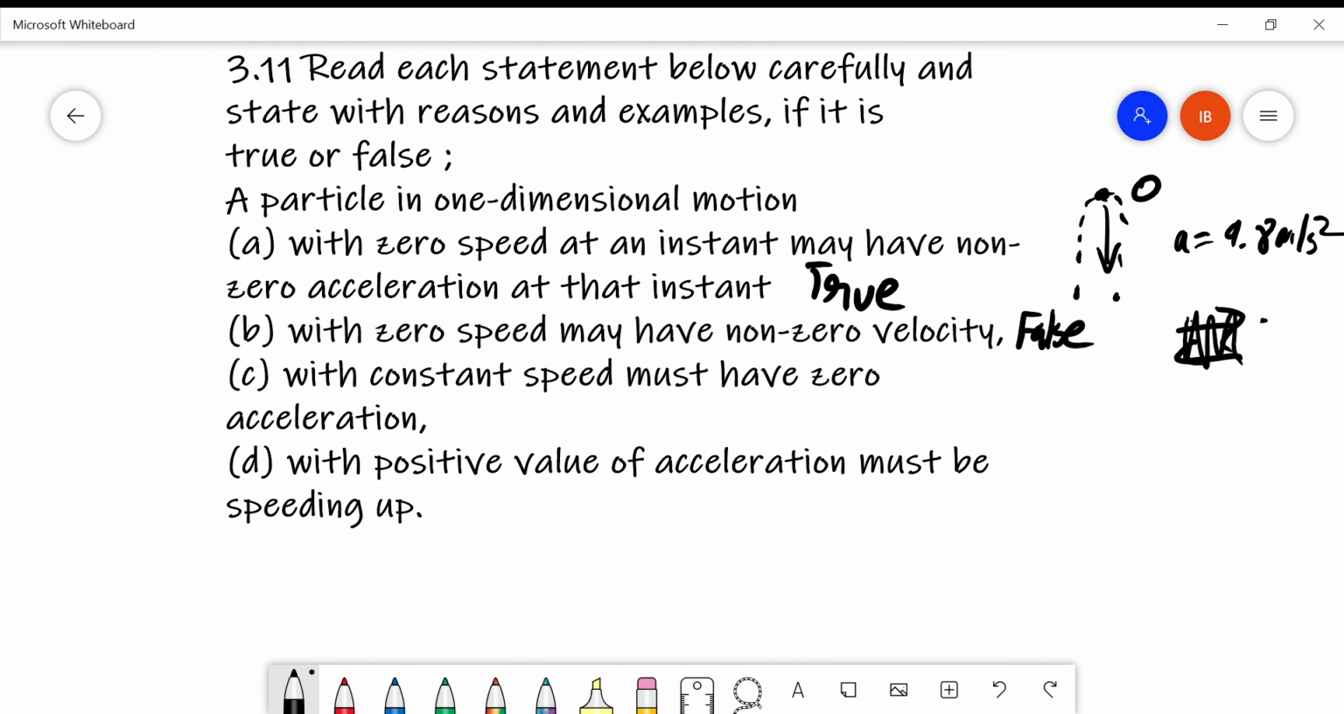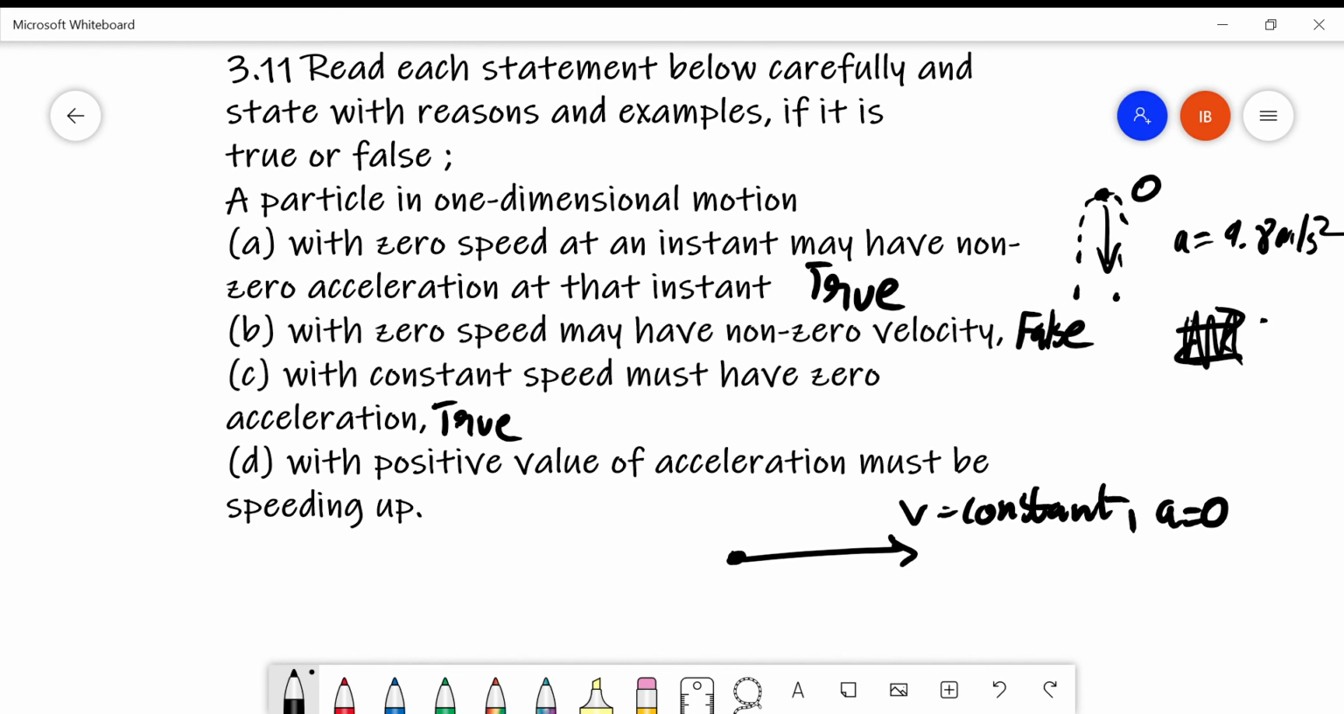So this is false. With constant speed must have constant acceleration. That is true. So a particle is moving with a constant speed, suppose, along a straight line. Then its velocity is also constant, and hence its acceleration is 0. If velocity is constant, we know that acceleration is 0. So with constant speed must have constant acceleration, that is false. If the velocity is constant, then the acceleration of the object will be 0.